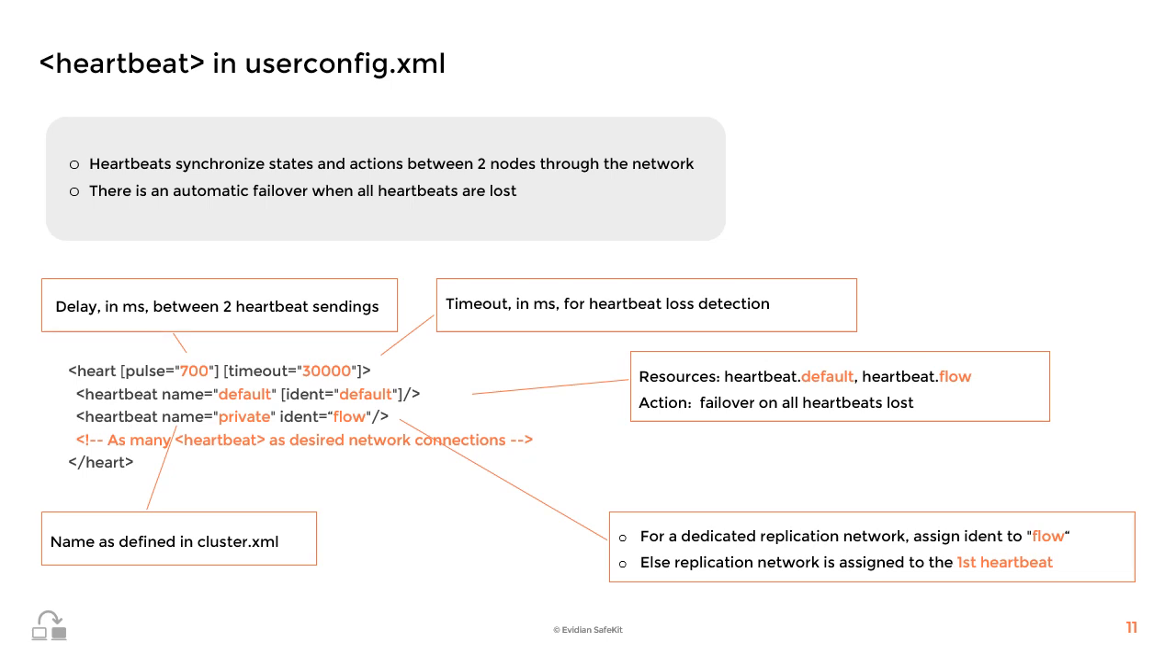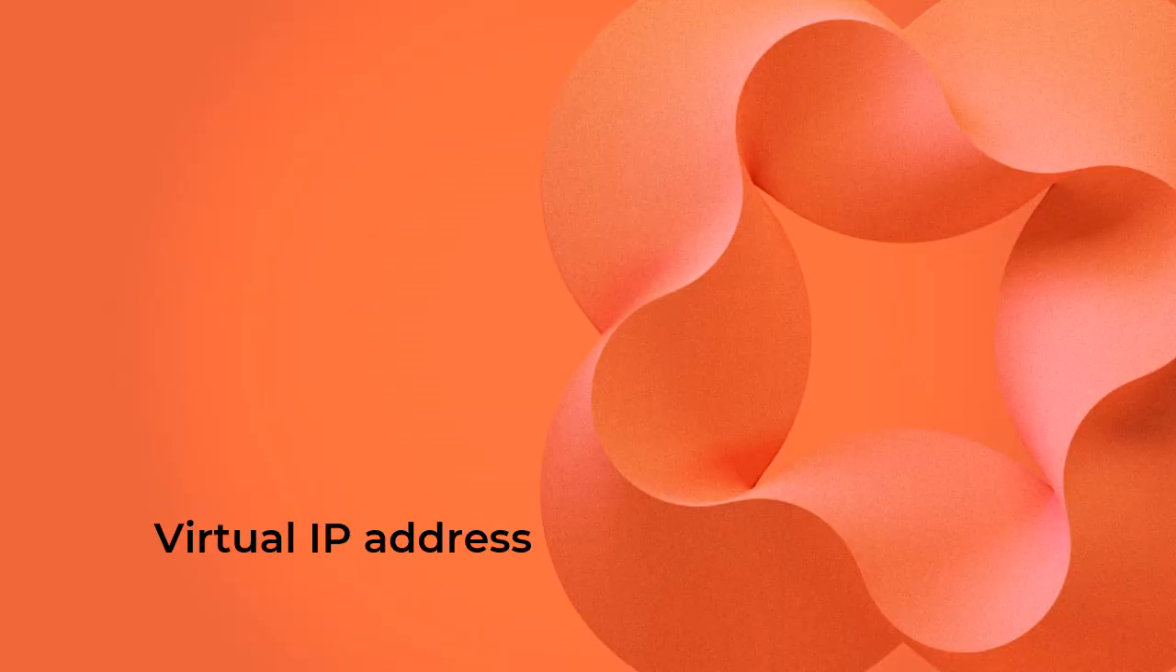The IDEN attribute is also used for naming resources. In the example, heartbeat.default and heartbeat.flow will be the two resources giving the status of the two heartbeats. Finally, you can set as many heartbeat tags as you have network connections between both nodes. Let's now detail the virtual IP configuration.